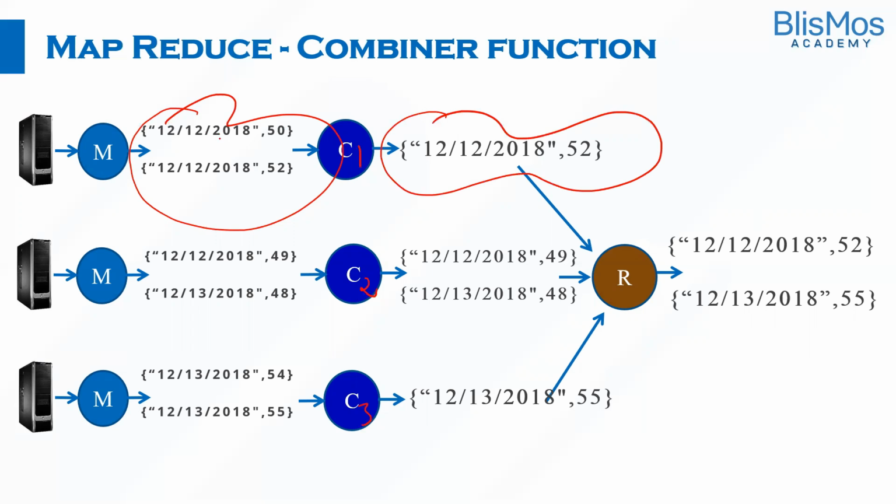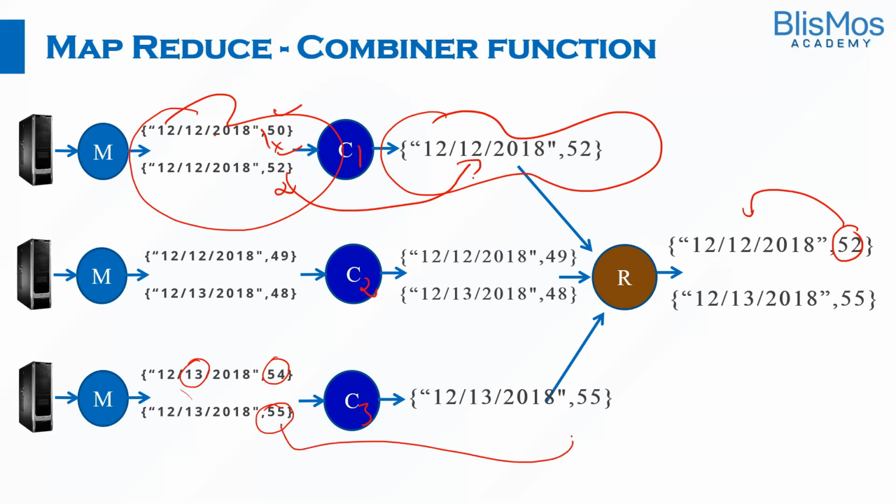In this case, we have 2 temperatures for the same key. Final result what we want is maximum temperature on a particular day. Wherever we have a same key, it is searching for the maximum temperature between this and this. Whichever is the maximum temperature, that will be taken as an output. The same thing is done here as well. You can see on 13th December, we have 54 and 55 as the temperature. Out of this, 55 is the maximum.